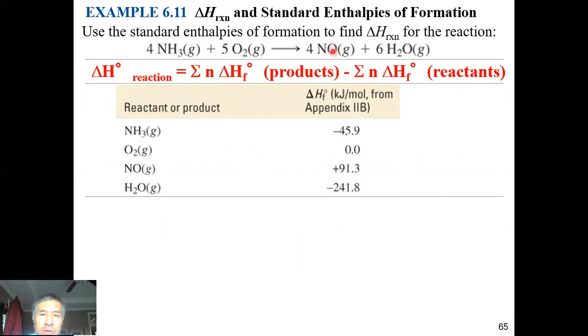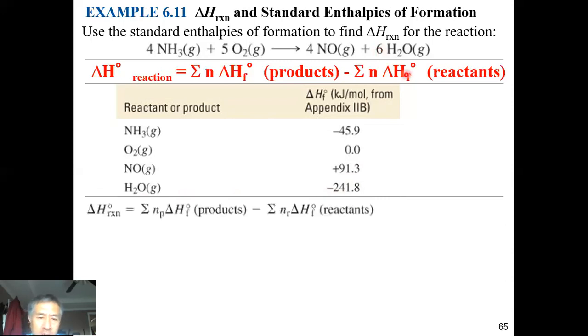So we can see there are two products and two reactants. Sometimes those reactants will have delta H F naught equals zero, but sometimes they do not. So we just apply those numbers into this formula. One product is 4 NO gas, the other product is 6 H2O gas. So we just find the number. What is the number for H2O gas? This number we talk about is the delta H F naught. Here, for H2O gas, it is negative 241.8 kilojoules per mole. And you need this 6, so 6 will become 6 moles.